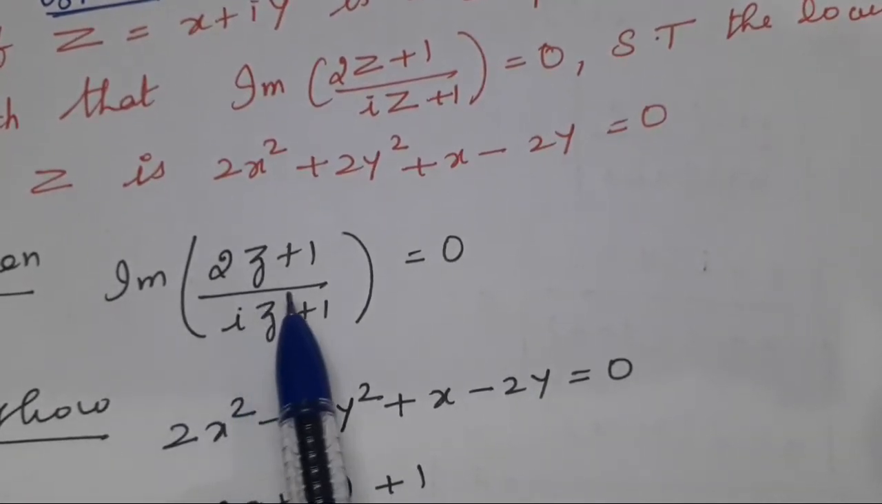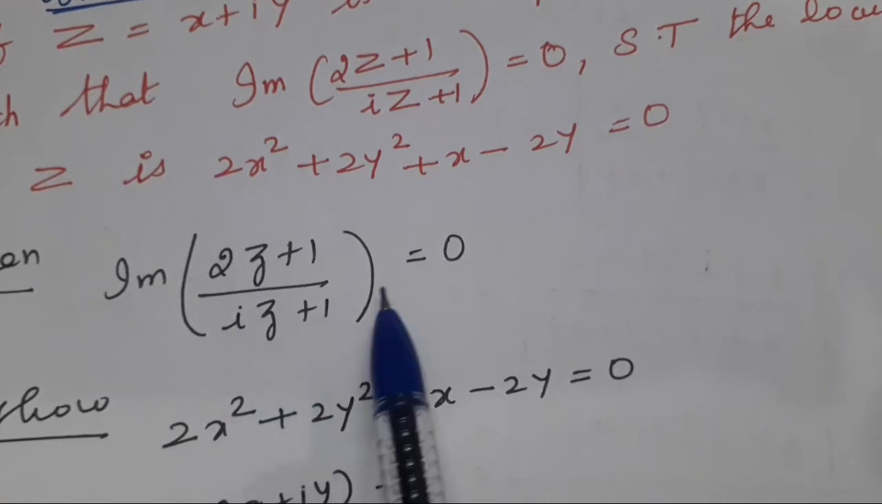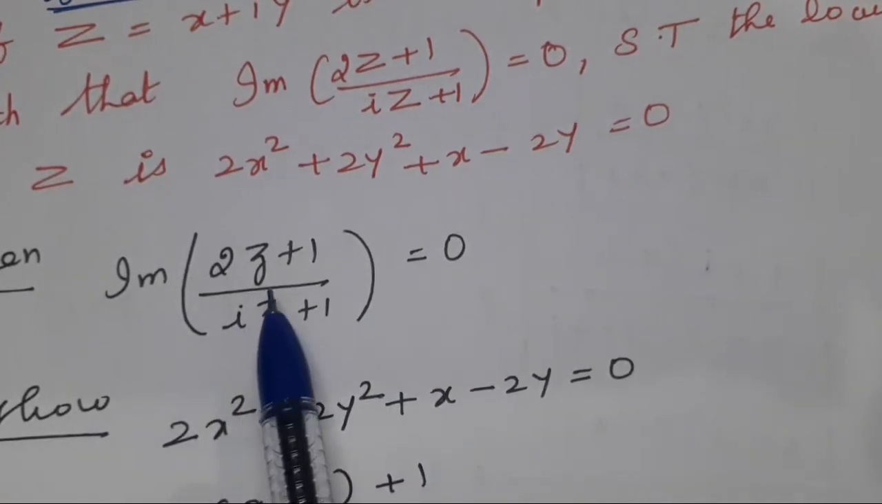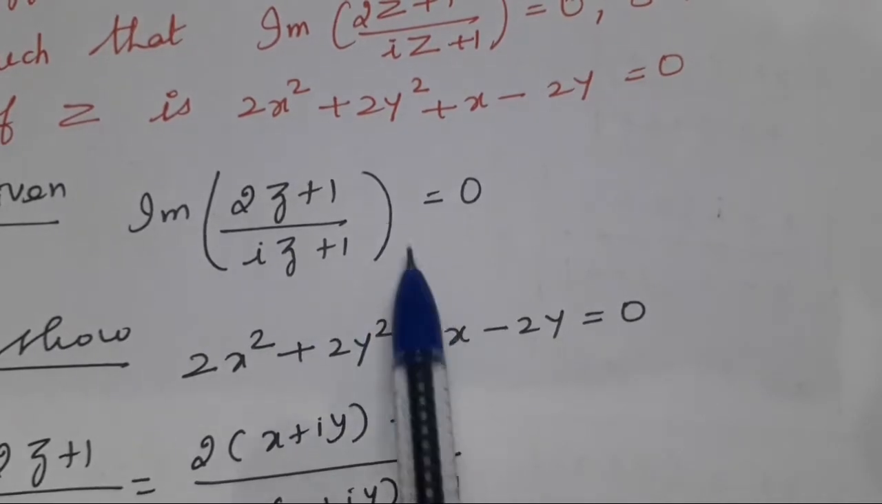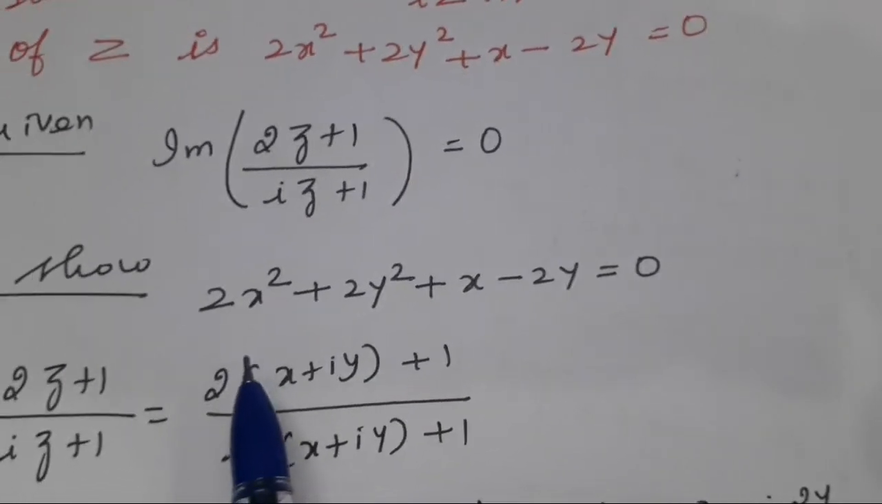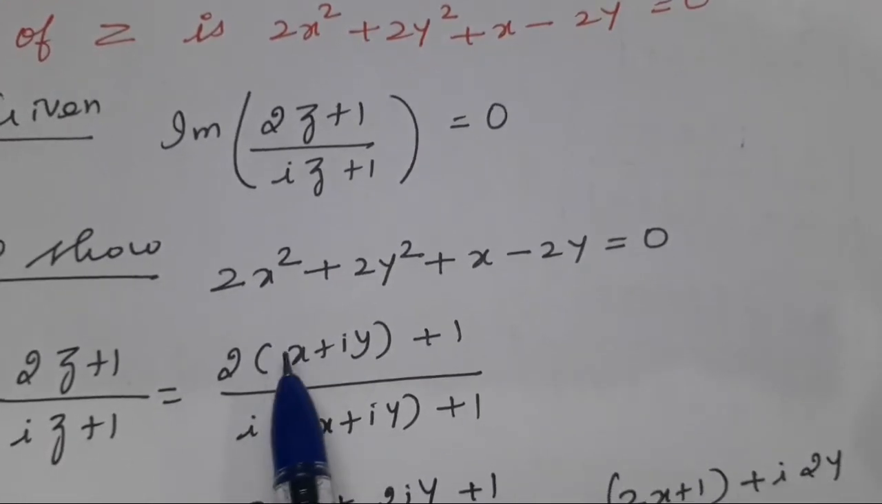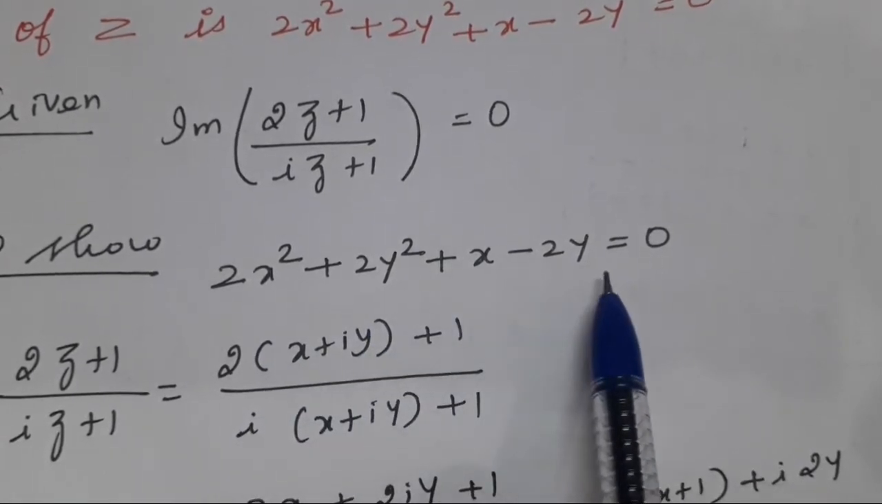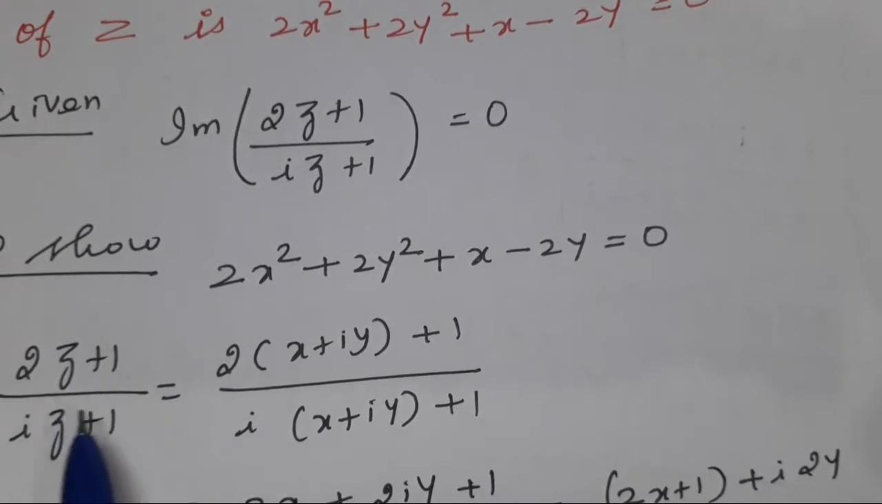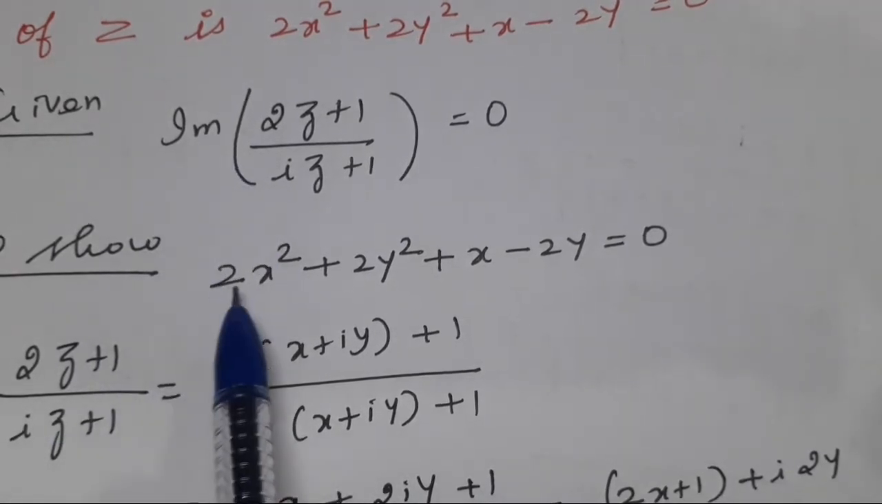The imaginary part of (2z plus 1) by (iz plus 1) equal to 0. Using the given, what are we going to prove? To show 2x square plus 2y square plus x minus 2y equal to 0. Now, given this, we are going to prove it.